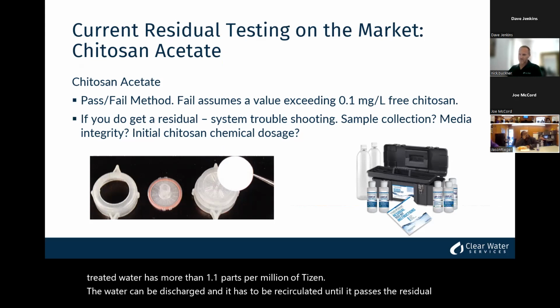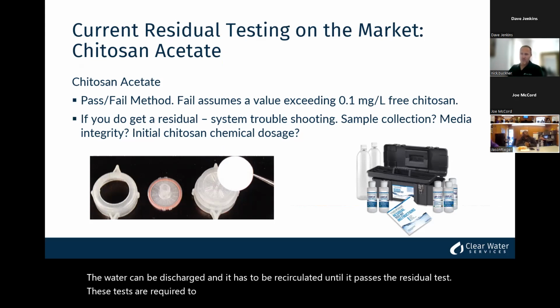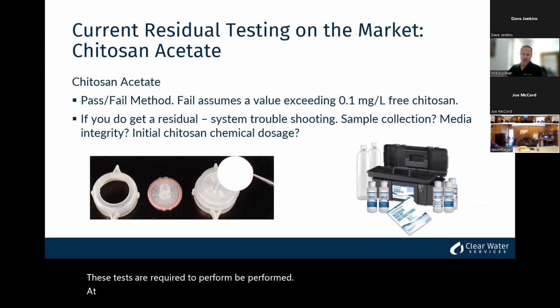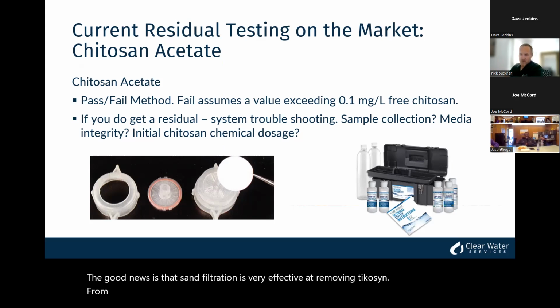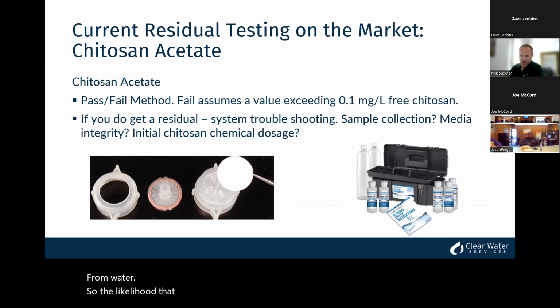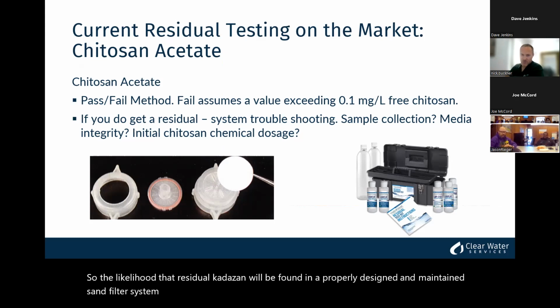These tests are required to be performed at least 2 times during an operational period. So when you start up and then a couple hours later. The good news is that sand filtration is very effective at removing chitosan from water. So the likelihood that residual chitosan will be found in a properly designed and maintained sand filter system is extremely low, very unlikely.